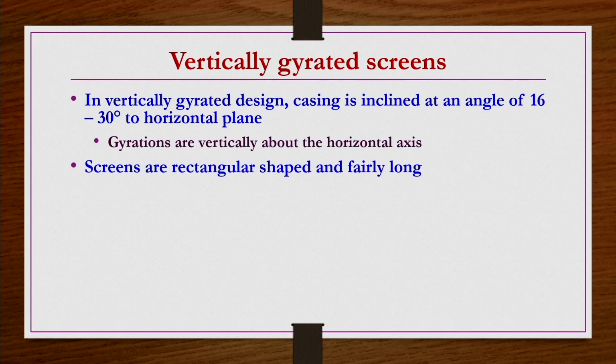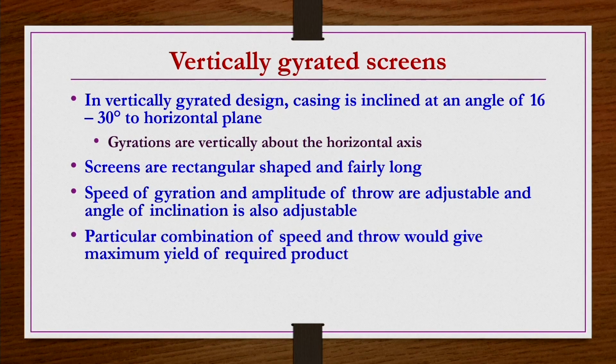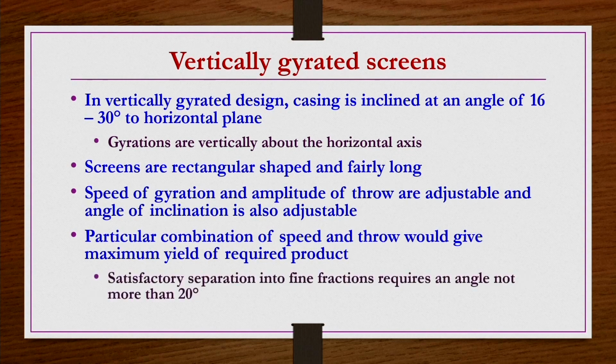Screens are rectangular shaped and fairly long. The speed of gyration and amplitude of throw are adjustable, as well as the angle of inclination is also adjustable. That possibility is there in the design. So, a particular combination of the speed and throw would give a maximum yield of the required product. It has been found that satisfactory separation into fine fractions one can get with an inclination angle of less than 20 degrees. If the inclination angle is less than 20 degrees, then separation of the fine fraction is very satisfactory by using these vertically gyrated screens.